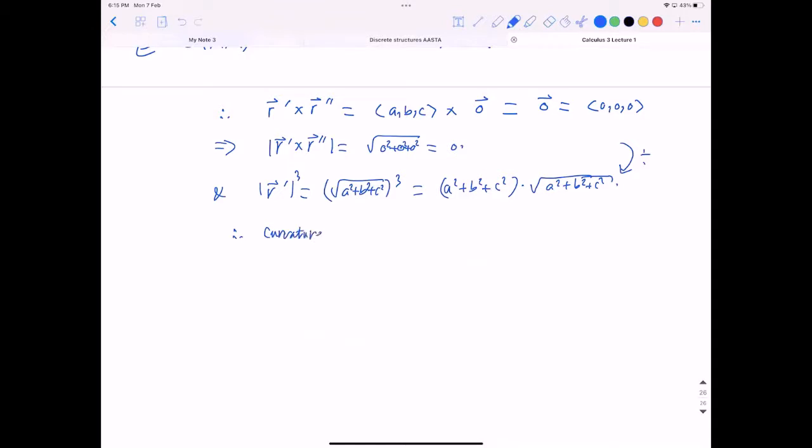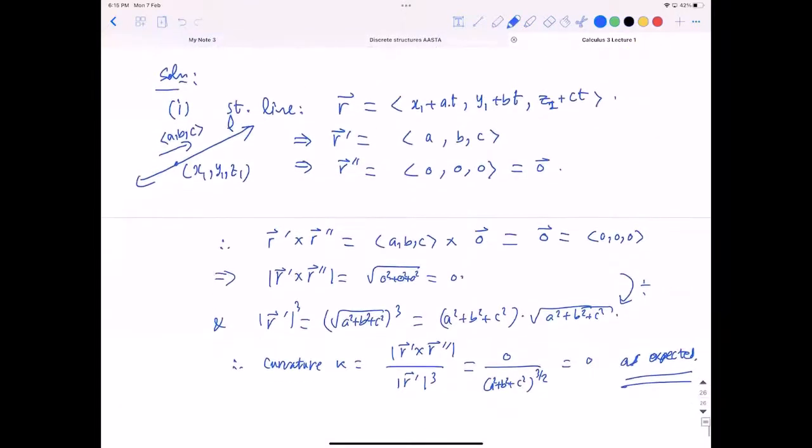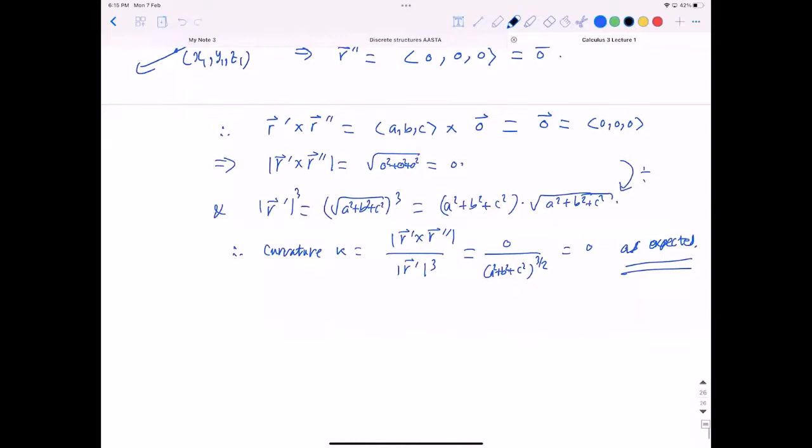Therefore, the curvature K equals the magnitude of R prime cross R double prime divided by the magnitude of R prime cubed, which is 0 over non-zero, which is 0, of course. What is non-zero is this quantity, a squared plus b squared plus c squared to the power 3 over 2, which is non-zero, as expected. What do you expect the curvature of a straight line to be? 0. Of course, it is 0.